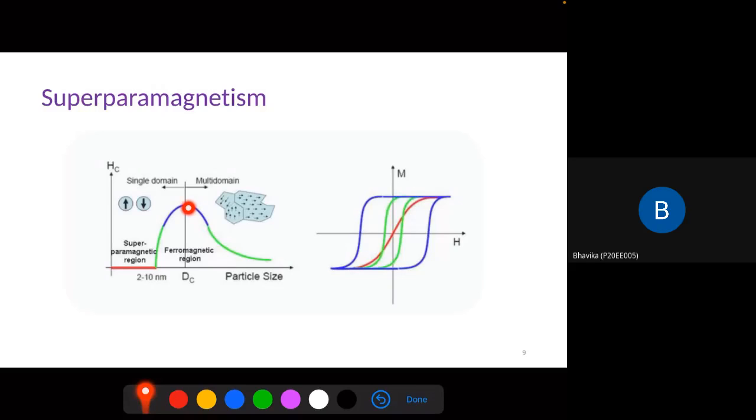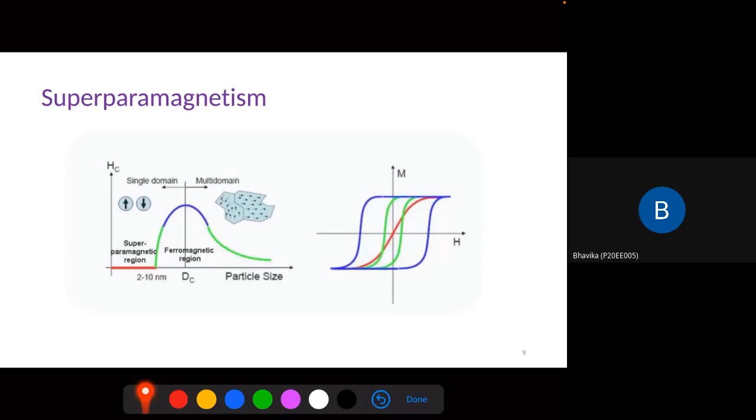It is increasing, and then under a critical dimension, or let's say the particle size dc, there is a transition from a multi-domain to a single domain state. Once the transition happens and you decrease the size further, the coercivity is decreasing, right? And then for very small particles, it goes to the superparamagnetic region.